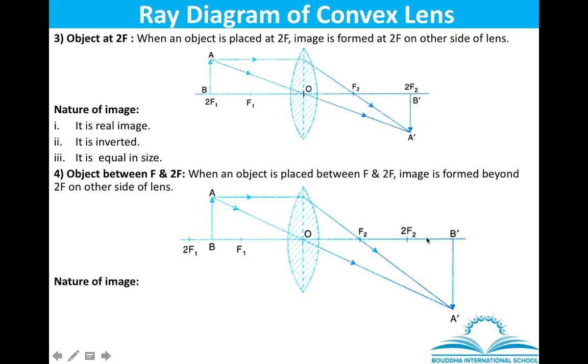Nature of the image: it is a real image because it is formed by the crossing of real rays, and it is inverted. And you can see the size. The image is bigger than the object, so it is magnified.